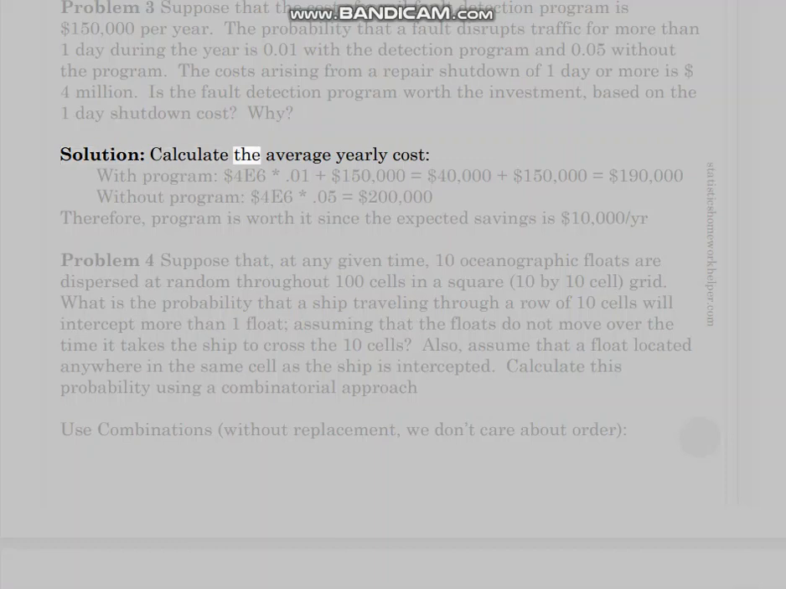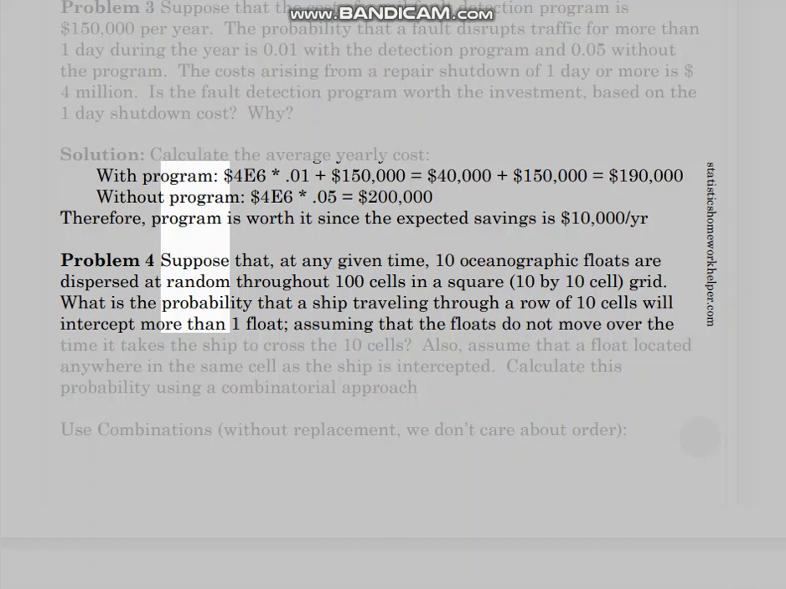Solution: calculate the average yearly cost. With program: 4 times 10 to the power of 6 dollars times 0.01 plus $150,000 equals $40,000 plus $150,000 equals $190,000. Without program: 4 times 10 to the power of 6 dollars times 0.05 equals $200,000. Therefore, the program is worth it since the expected savings is $10,000 per year.